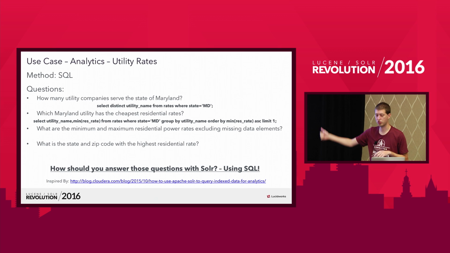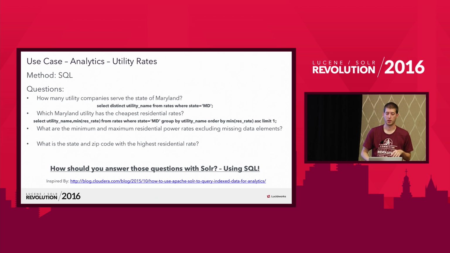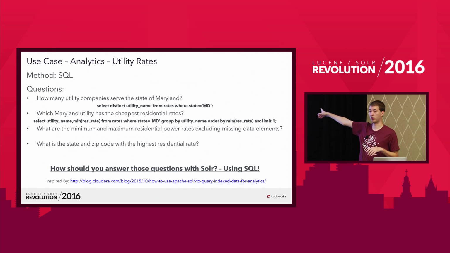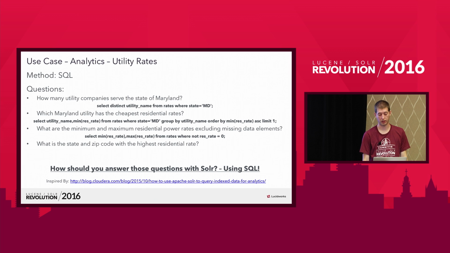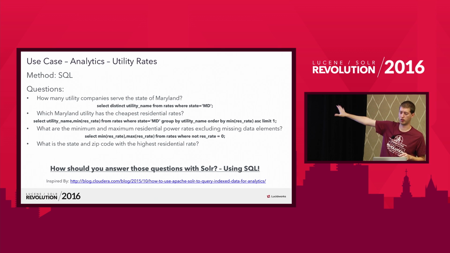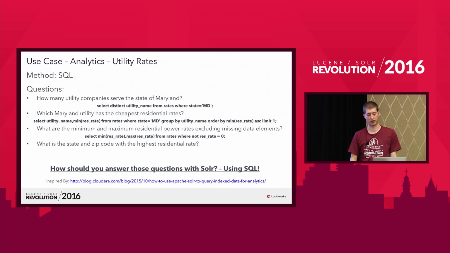How about the cheapest utility rates? And these queries are all valid queries in Solr at this point, and I'll show that in a second. So we can grab utility name, the minimum, we can grab the state, we can group by, we can order by, and then limit one, and get back the result there. Minimum and maximum, where res is not 0. I know it's a weird way to write that one. That's fixed in that latest merge I was talking about.